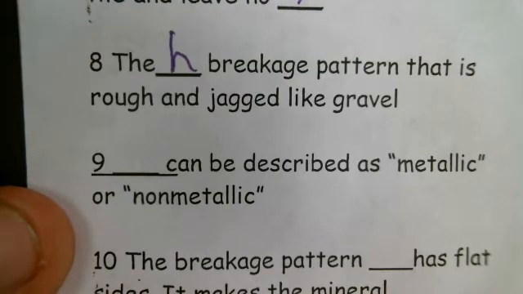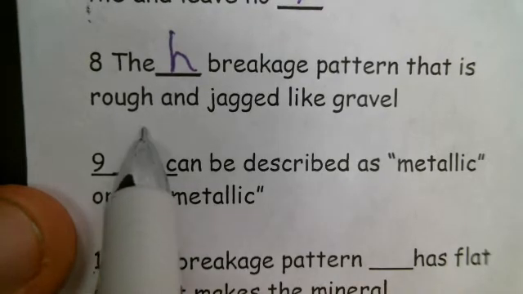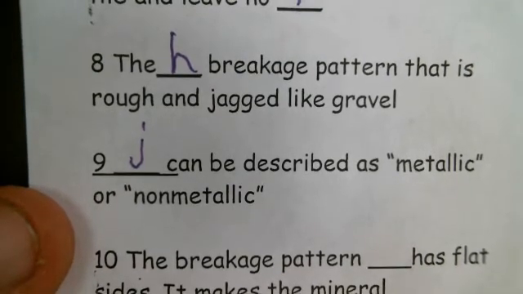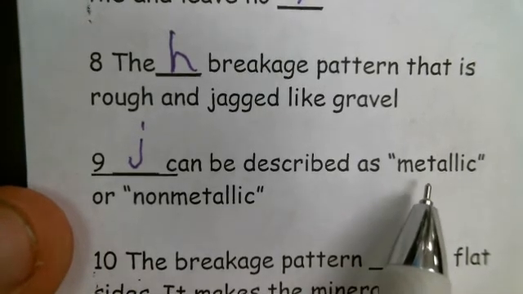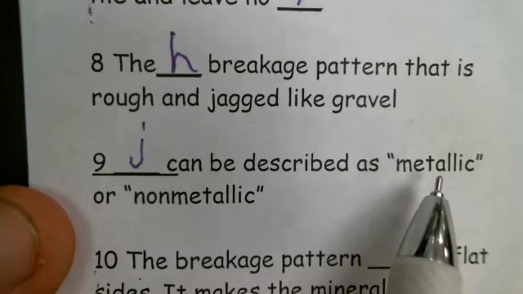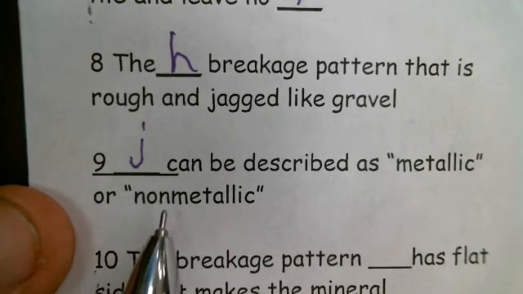Number 9, what can be described as metallic or non-metallic? That is another category of mineral characteristics, and that is luster, J. We are only going to be learning those 2 categories of luster. It's basically the shininess of the mineral. Metallic is when it looks like there are little tiny flakes of metal in the mineral. Non-metallic is everything else.